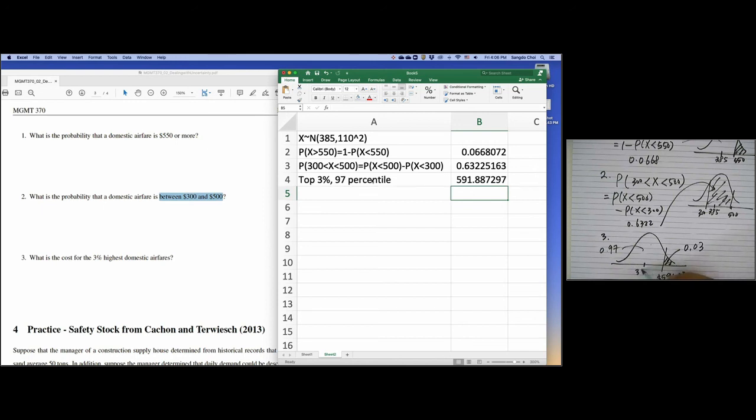What is our mean value? 385 is our actual mean. But if the airfare is 591, then that is almost the top 3%. So you can solve this problem using the norm.inv function and norm.dist functions.